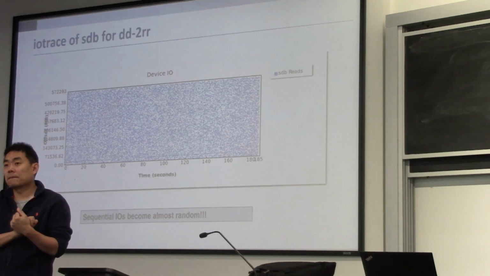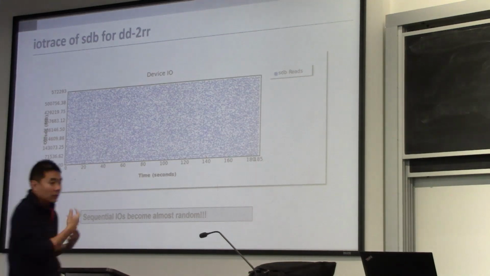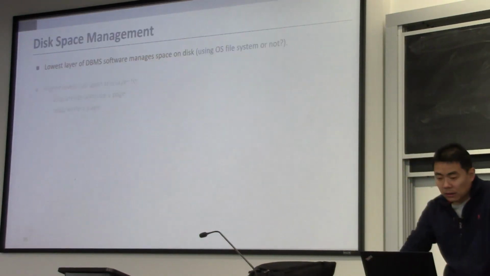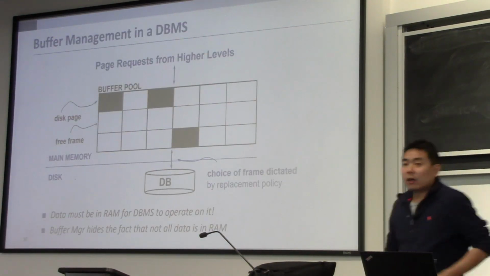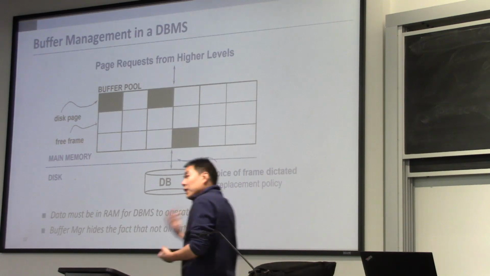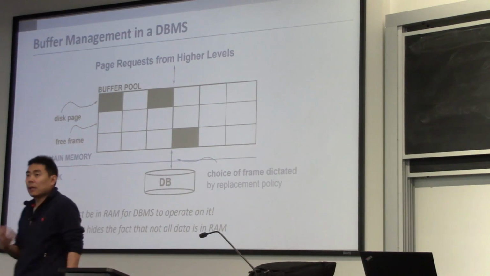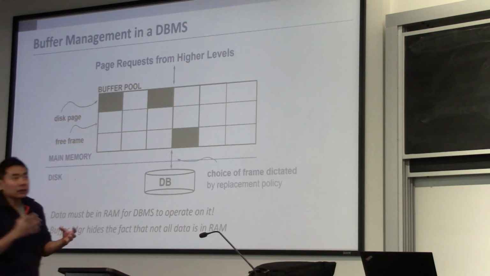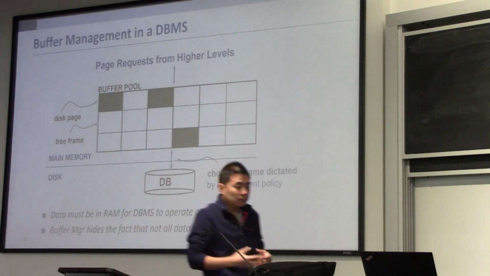How would you avoid random access? That's essentially what we're going to talk about next. We're going to use something called a buffer to minimize the number of random accesses you're going to perform from disk.